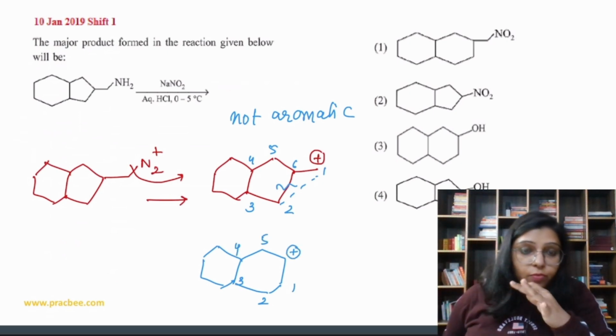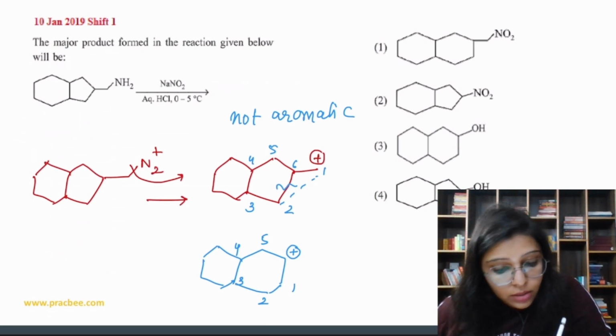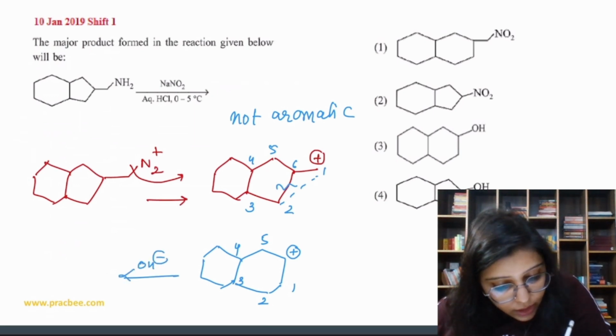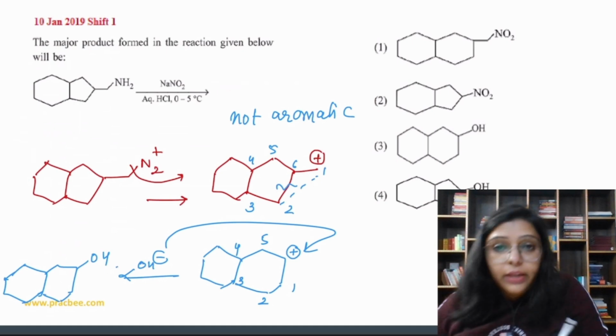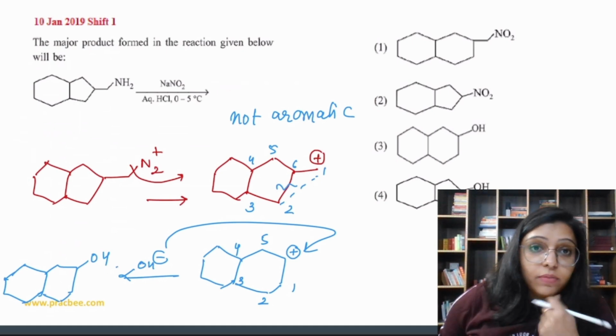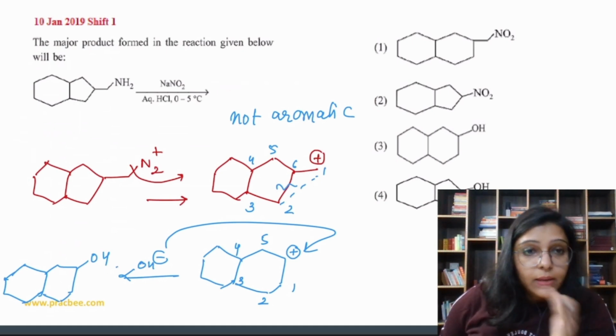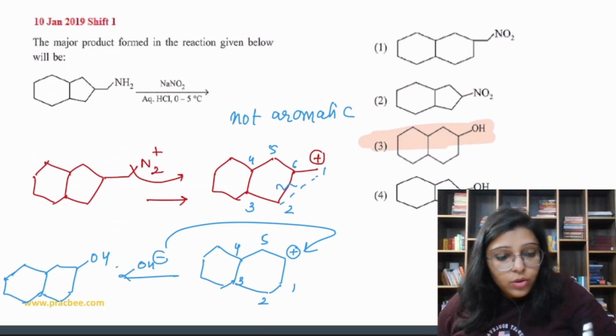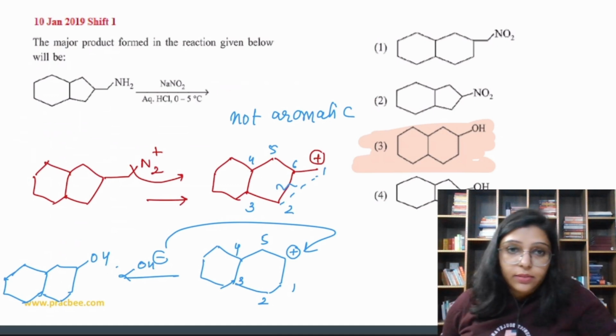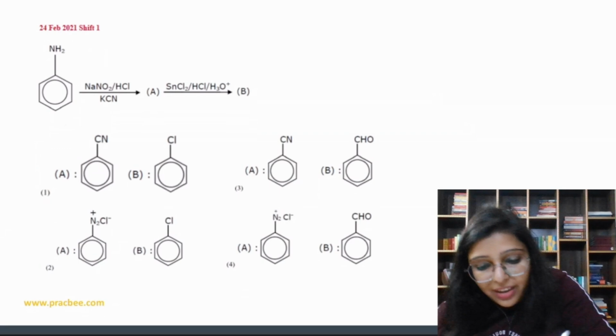So if we do not have an aromatic amine, it is converted to alcohol. If we have an aromatic amine, that is converted to diazonium chloride. But if we do not have aromatic, that is converted to OH group. So option 3 is the correct answer. Fine. Now, next question. Again, very simple, right?